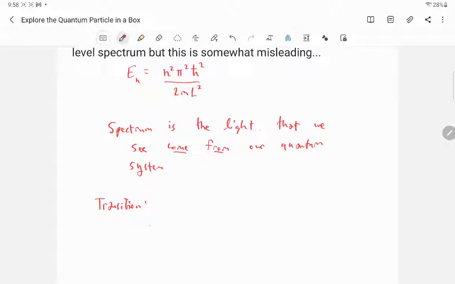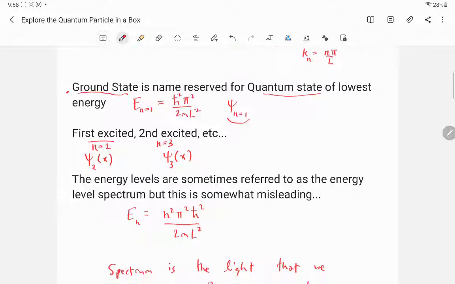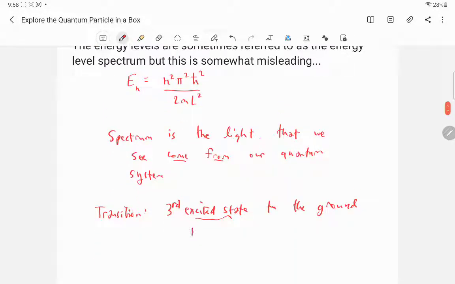A transition from, let's say, the third excited state to the ground. Remember how the excited states are counted? The first excited is actually the second level. The second excited is the third level. So the third excited state is the fourth level, and the ground is the first or the bottom level, right? The n equals 1. That's the lowest quantum number that's possible. Remember, we don't allow 0 or negative values.